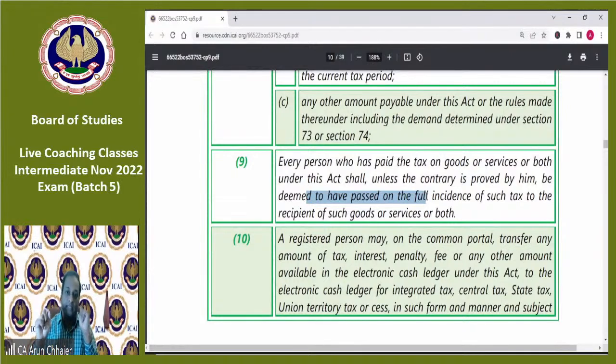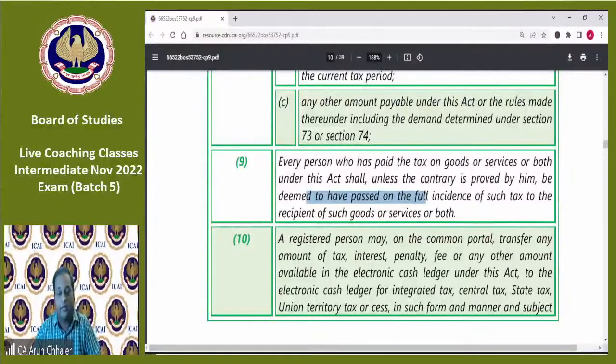Say, for example, I am supplying goods to you. The value is 1 lakh and the tax is 18%, that is 18,000. You have paid 1 lakh 18,000 to me. It means I have passed the incidence of the tax. I have passed the burden of the tax on my recipient because I have collected it. Now, who is paying? You are paying me. It means I have collected the tax component from you, and I can say that I have passed the incidence of the tax on the recipient.